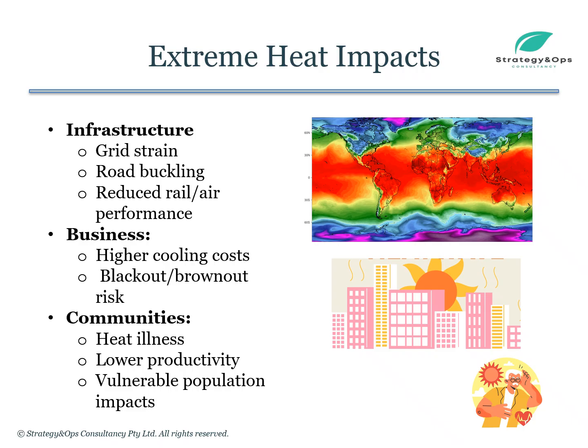Extreme heat puts pressure on many systems at once. Infrastructure feels it quickly. Power grids face heavy demand, and outages become more likely. Roads can soften or buckle, and both rail and aircraft performance decline in very hot weather. Businesses see higher electricity costs as cooling systems run harder. During peak heat, brownouts or blackouts can interrupt operations with little warning.